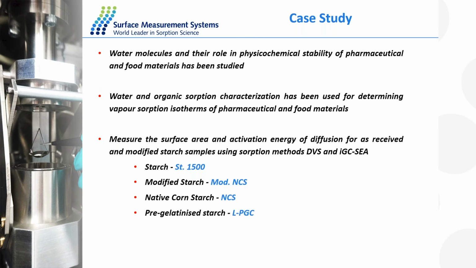So in this case study, we're looking at starch samples. The starch samples we're looking at are starch samples that have been gelatinized. So in this case, we are looking at partially gelatinized samples and completely modified starch samples, native starch samples, and pre-gelatinized samples. We want to understand the effect of relative humidity with regards to the surface area, as well as the diffusion kinetics.